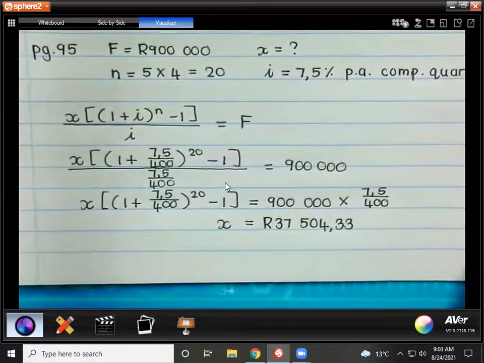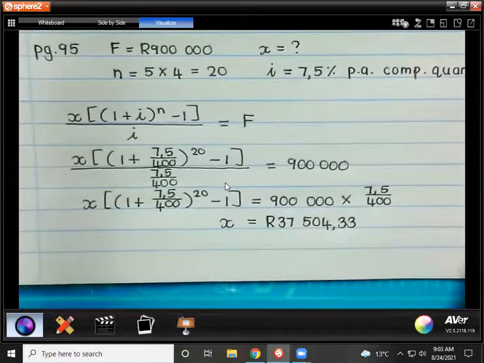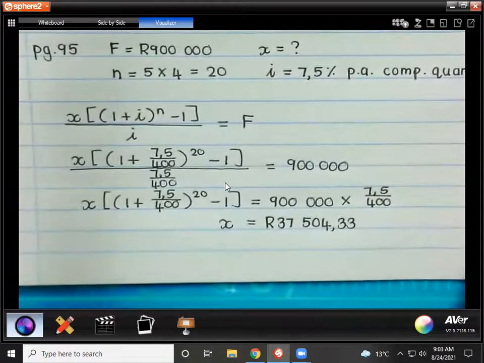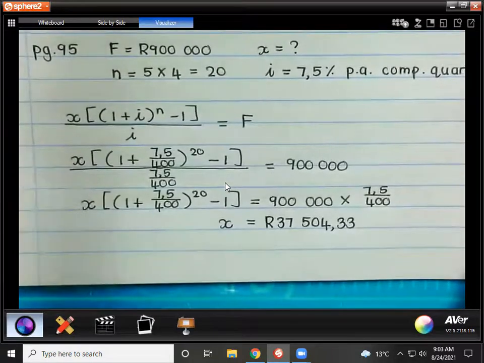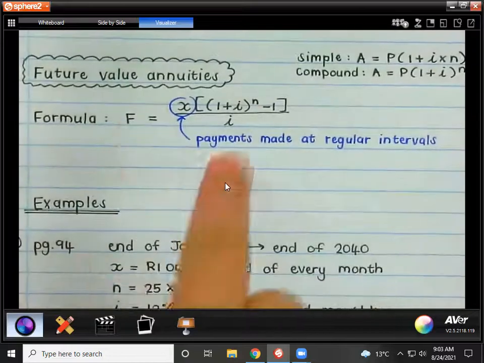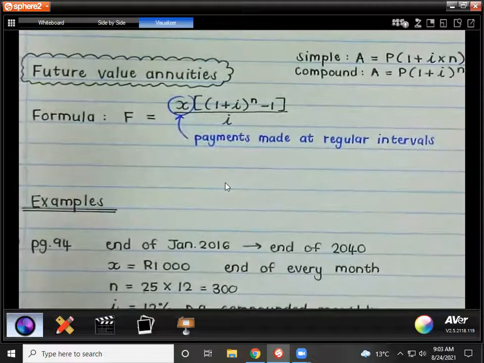Now, in reality, that's also not really what happens. Normally, if you open a savings account, you're going to make a deposit immediately. So this formula that we've been working with only works if the payment is made at the end of the first time period. Okay, let's add that in.